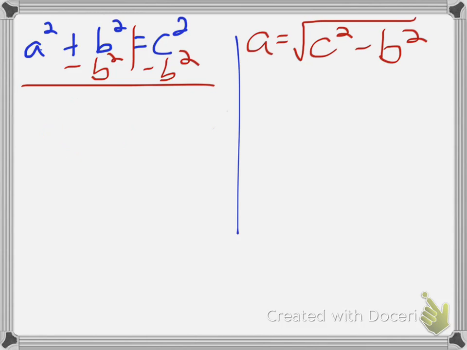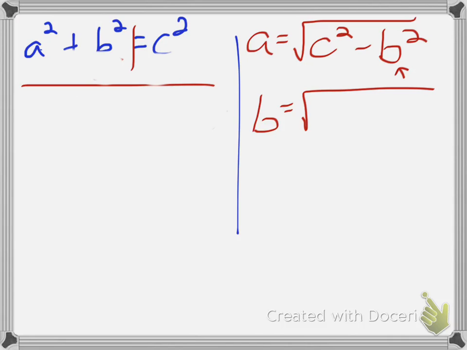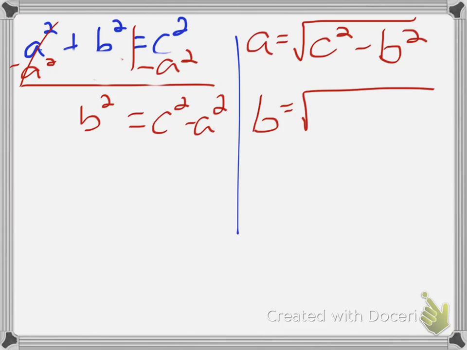Now let's do this again. And let's find B. I'm going to guess it's the same thing, but instead of B squared being right here, we're going to have A squared. Let's check it out. Subtract A squared from both sides, and we get B squared equals C squared minus A squared. Then we take the square root of both sides, so we get B is equal to the square root of C squared minus A squared. That easy.